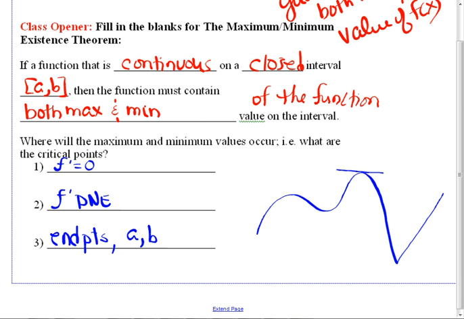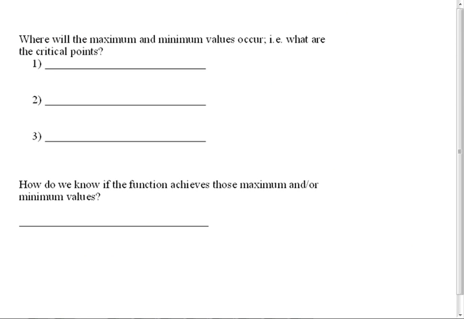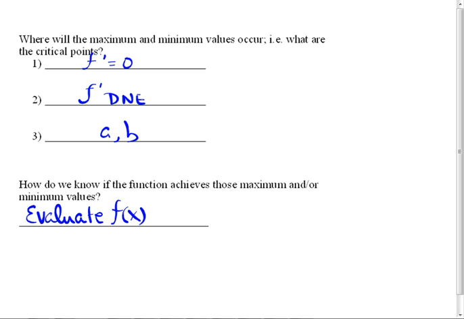Now I'm going to go to the next page. Just repeat that because I'm going to use that in a second. F prime equals 0. F prime does not exist. And the endpoints A and B. Okay, how do you know if you have a maximum or minimum? How do you know which one's the biggest and which one's the smallest? Make a chart and evaluate your function, f of x, at your critical points. And then it's whichever's biggest or whichever's smallest, and just ignore all the rest. And that's all there is.